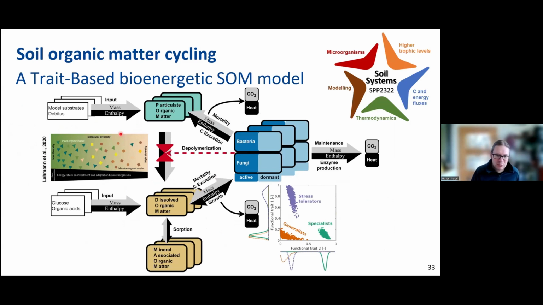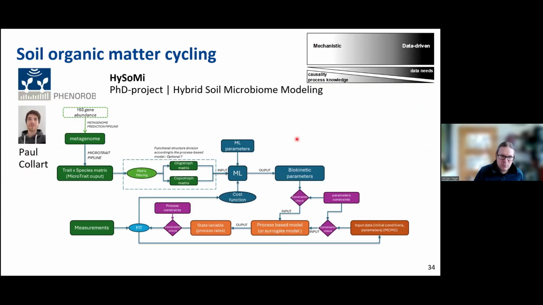Okay, and with that, I come to some outlook, what we are currently working on. At the moment, we are working on a soil organic matter model that considers thermodynamic controls on the use of organic carbon substances within the priority program Soil Systems. I cannot explain the details here. Another work that we just recently started is a PhD project of Paul Collard, who will try to bring together the mechanistic and the data-driven modeling approaches into a hybrid soil microbial modeling approach, in an attempt to make better use of molecular biology data, to come in the end to much better predictions of our soil models.